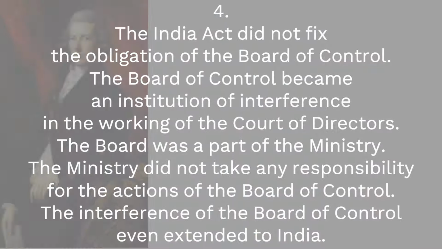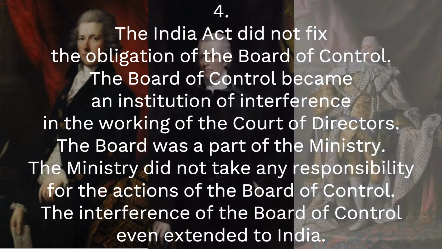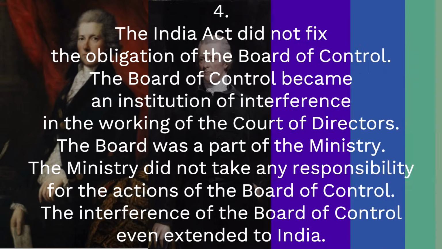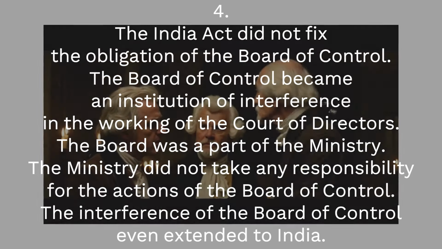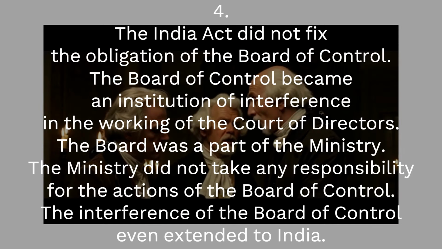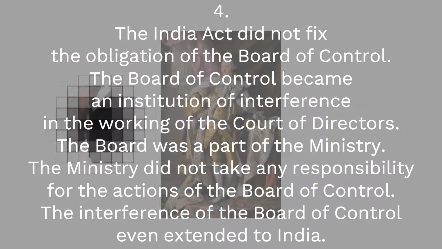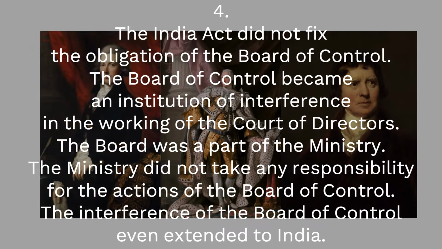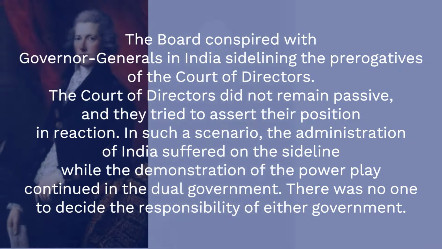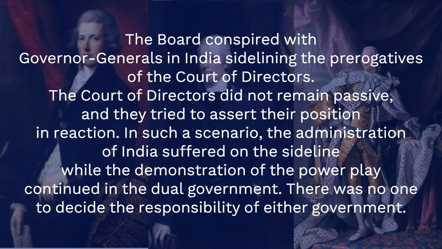4. The India Act did not fix the obligation of the Board of Control. The Board of Control became an institution of interference in the working of the Court of Directors. The Board was a part of the ministry. The ministry did not take any responsibility for the actions of the Board of Control. The interference of the Board of Control even extended to India. The Board conspired with Governor-Generals in India, sidelining the prerogatives of the Court of Directors.